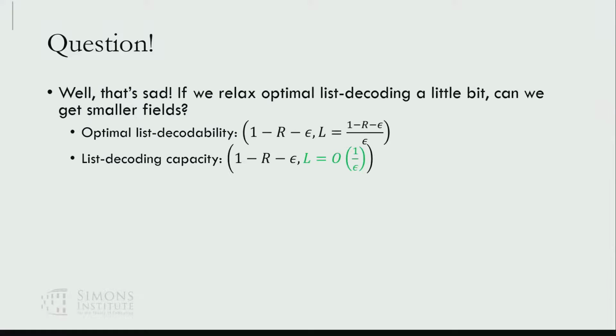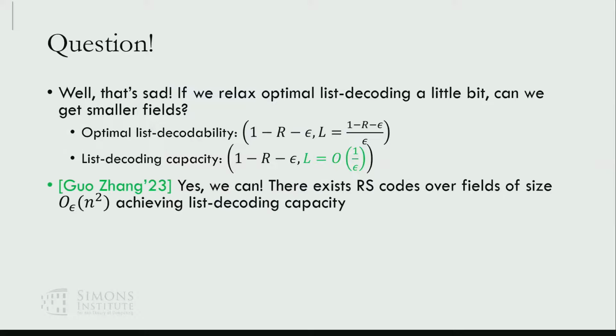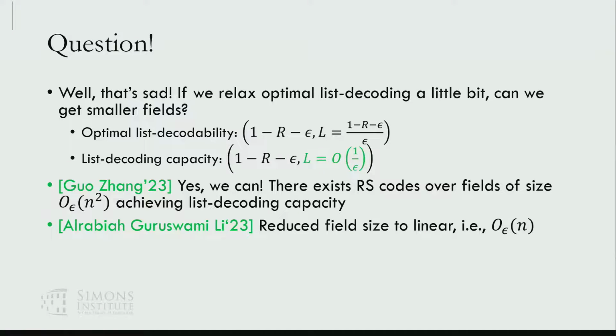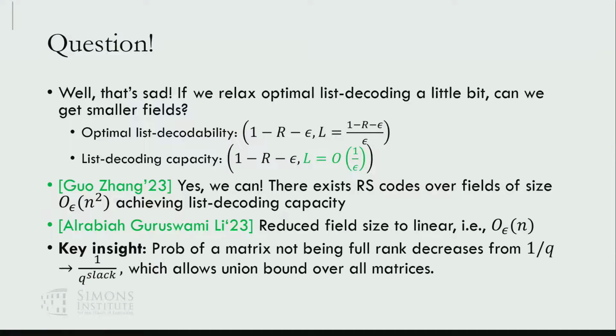That's sad. So what about if I relax it a little bit? Optimal list decodability is this exact list size, but if I'm really okay with like 2 times that, can I get better? And then Guo and Zhang had this really nice work where they show you can get n squared field size if you just relax it a little bit, which was further improved to linear by Alrabiah, Guruswami. And the main key insight is what Ray explained yesterday, which is that the slack will lead to your matrices becoming tall, and the probability of bad things happening decreases from 1 over q to 1 over q to the slack, and you can union bound everything.